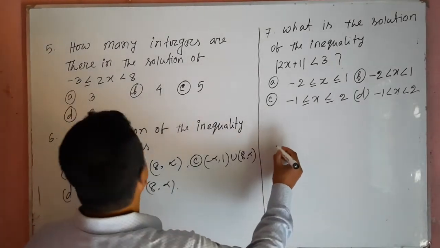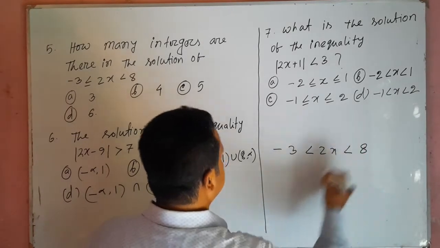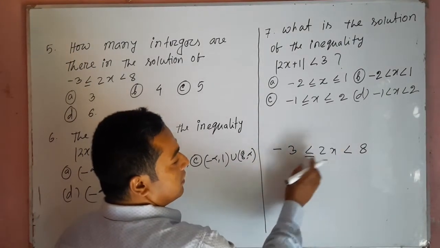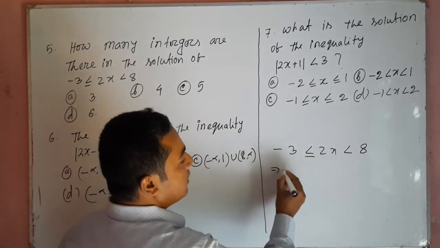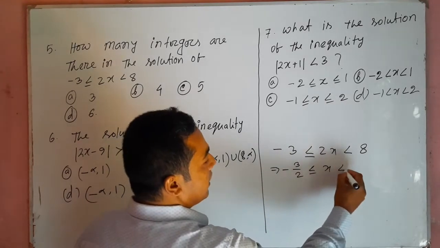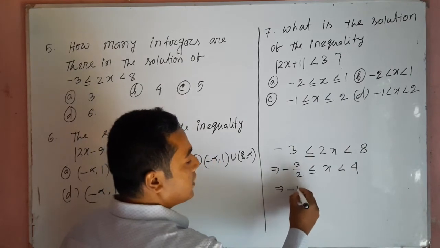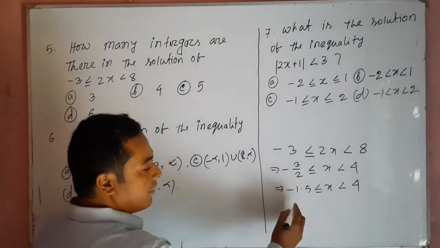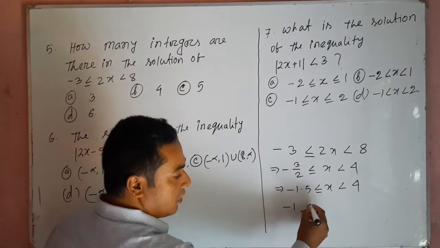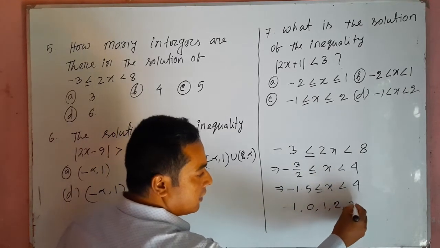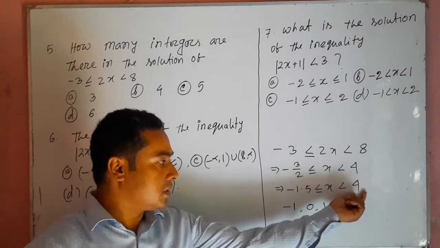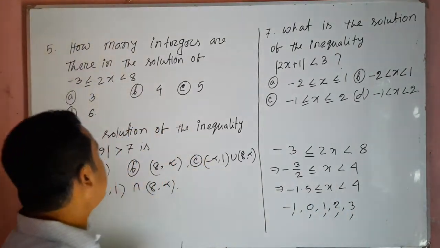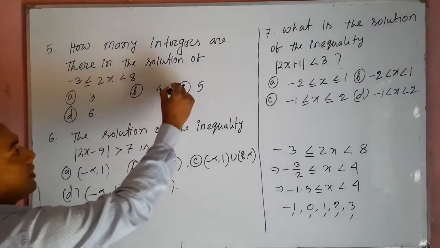At first, -3 is less than 2x, and less than 8. What is the value of x? This is our solution. For the value of x, divide by 2 on each side, then it will be -3 divided by 2, less than x, less than 4. So -3 divided by 2 means -1.5. And how many integers are between this? -1.5, yes, -1 is between this, and 0 is also between this, 1 also, 2 and 3, but 4 does not belong to this because x is less than 4. So there are 1, 2, 3, 4, 5 integers in the solution. So the answer option is C.